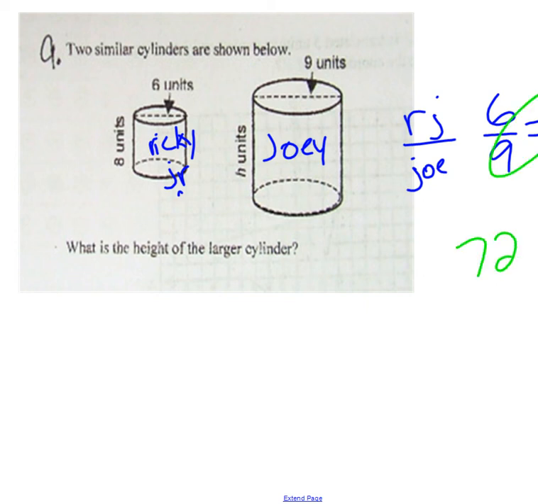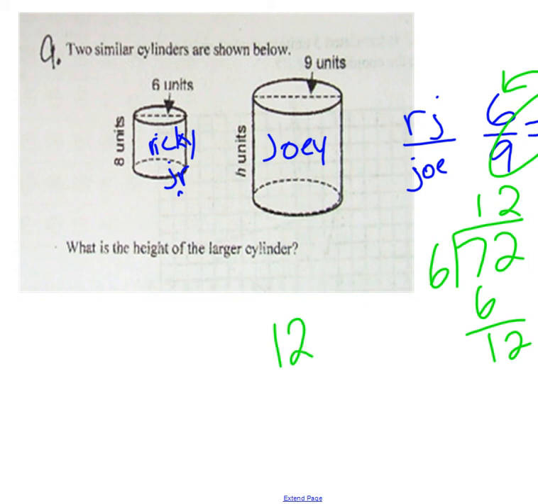72 divided by 6 is 12. So the answer is 12. So what's Joey's height? 12. Actually, it's units. There you go.